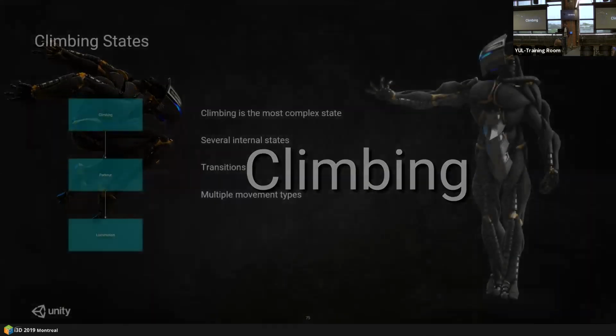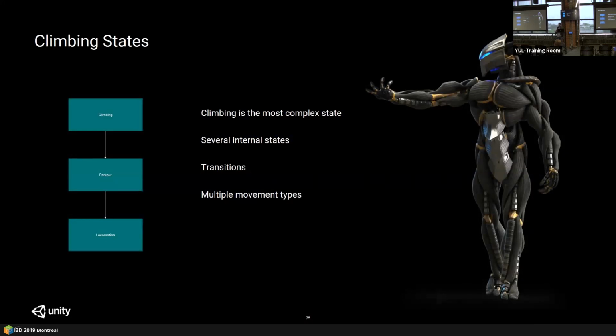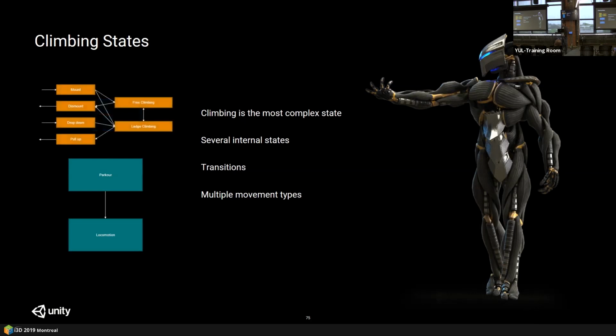So how do we go about climbing? Climbing, in terms of the logic, was sort of the most complicated state because I tried to add ledge and free climbing into one single ability. And we have a bunch of different movements that get us from other logical states into this.